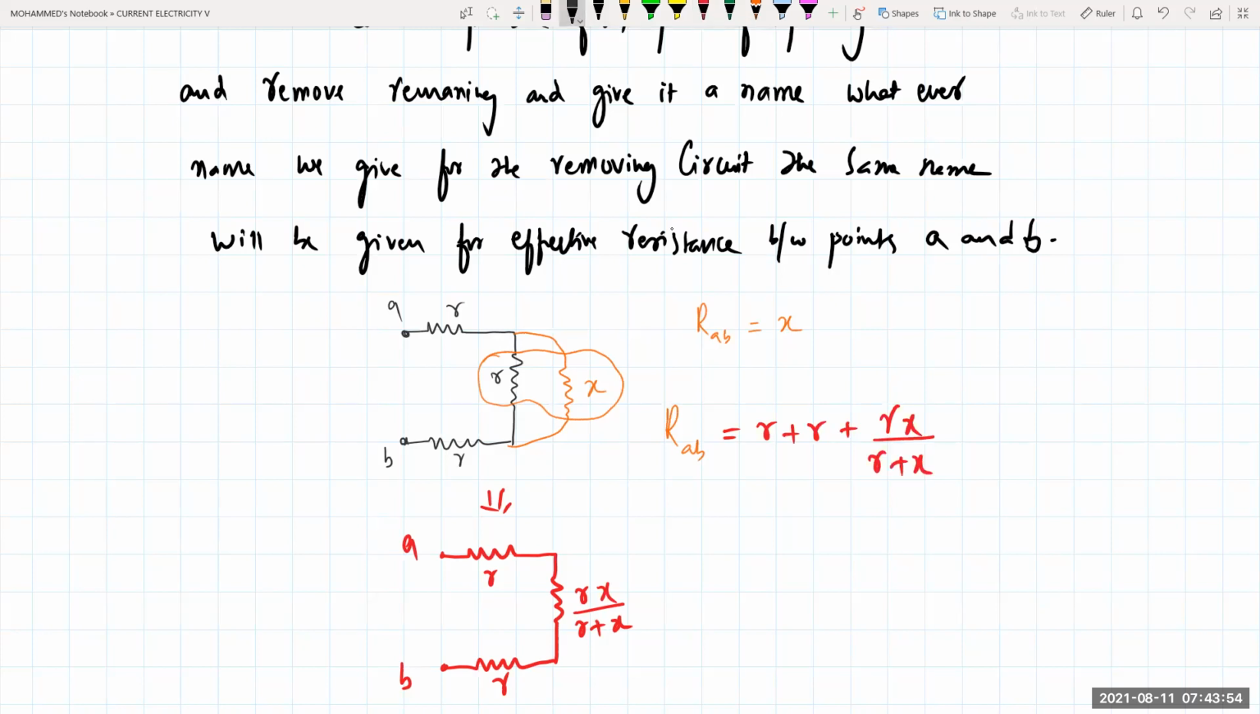Everything is in series, isn't it? This is positive, this is negative. Whenever the current is going in this one, there is no division of current. So everything is series: R plus R into X by R plus X. That means resistance across A and B is also equal to X. So this is nothing but 2R plus R into X divided by R plus X.